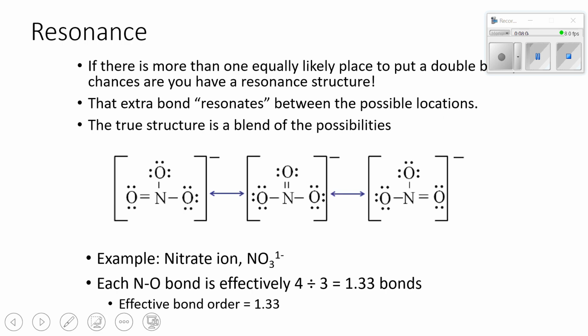Resonance, you want to be able to spot a situation where you have resonance structures. And the way that you can tell that you have a resonance structure is if you end up working through your steps in the Lewis dot diagram and you find that you need to have one double bond in your structure, but there's more than one spot where you could put that double bond, that is the clue that you might have a resonance structure. So if there's more than one equally likely place to put a double bond.